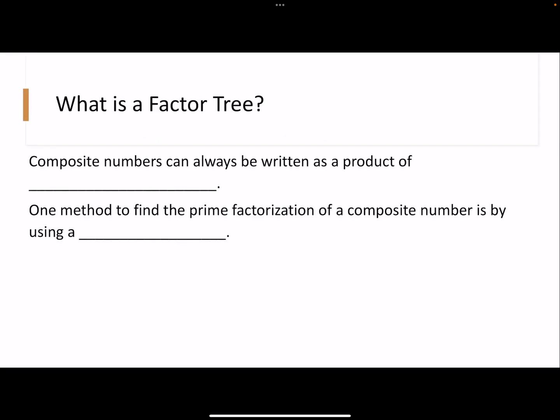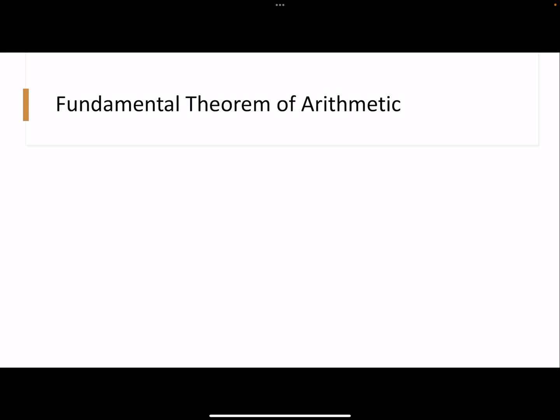So let's talk about a factor tree. A factor tree is a great way to take a number and break it up into its factors. You're going to be using this a lot, but every composite number can be written as a product of primes. Now remember, the word product means multiplication. So I can take any number and write it as a product of primes. And so one method that we use to write the prime factorization of these composite numbers is by using a factor tree. So let's take a look at how the factor tree works.